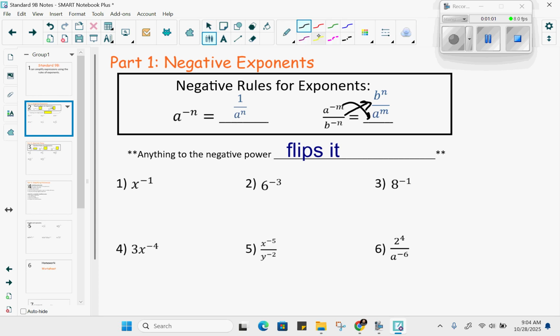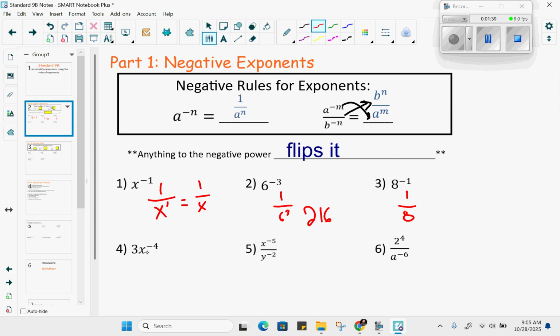So let's do some practice on this. We have x to the negative 1. We're going to flip it to the bottom. So we're going to make it 1 over x to the first, or 1 over x, okay? 6 to the negative 3. We're going to flip that and make it 1 over 6 to the 3. And then we're going to calculate it real fast. 216. Right, next one. 8 to the negative 1. 1 over 8. It's done.